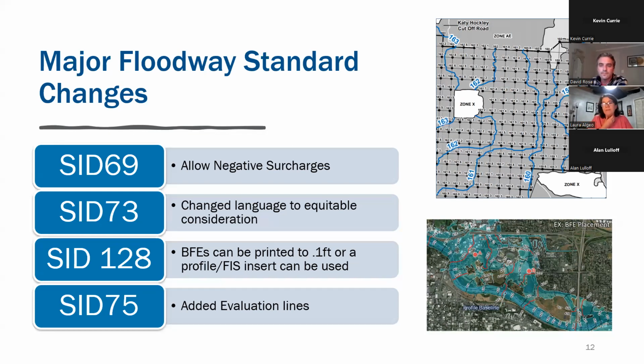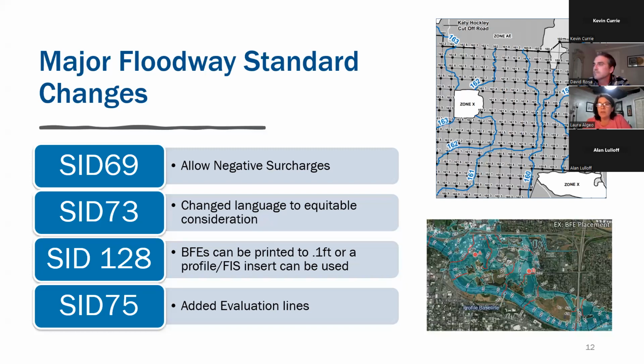So previously we had said BFE placement should be at a whole foot. We have changed that SID, that standard ID, to say that you can do up to 1/10 of a foot as a note for your BFE lines. So if you've got enough space on the map, you can replace having to do profiles altogether by just showing your cross sections or your BFE lines close enough. Or you can use a different type of flood insurance insert. So it wouldn't have to be a profile per se, because that wouldn't necessarily make sense, depending on the type of flooding that you're seeing from a particular stream source.